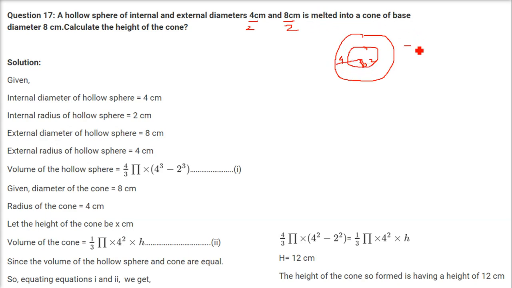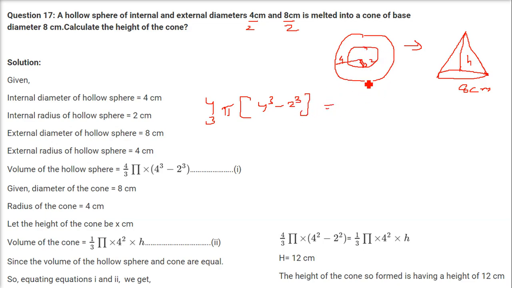It is melted into a cone of base diameter 8 centimeter. So it is a cone. The base is 8 centimeter. We have to find out the height. So we'll just equate the volume of this one equal to volume of this one. What is the volume of this one? 4 by 3 pi r cube external, that is 4 cube, minus 4 by 3 pi r cube internal, radius is 2. So 4 and 2.